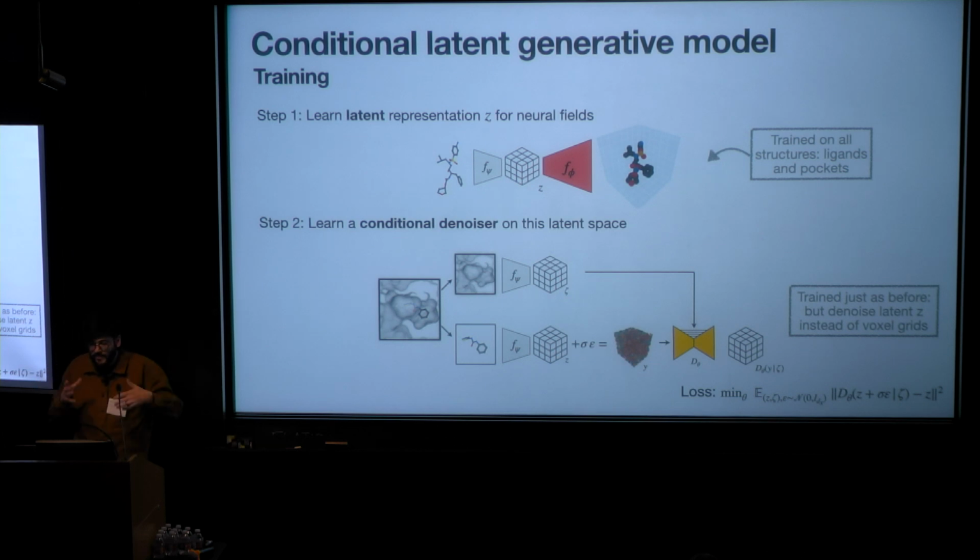And then we train this on both structures, both the ligands, so the molecule we want to generate, but also the pockets, the proteins on which we're conditioning the model. And then just as before, we learn a conditional denoiser here, but instead of the conditional denoiser being applied on the voxel grid, the 3D space, we apply this in this much more compact Z space, this latent space that's been learned through this neural field representation.